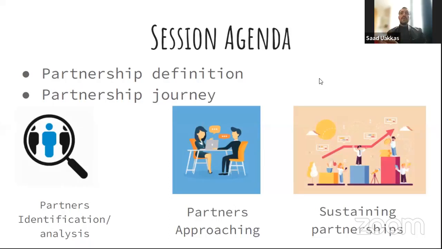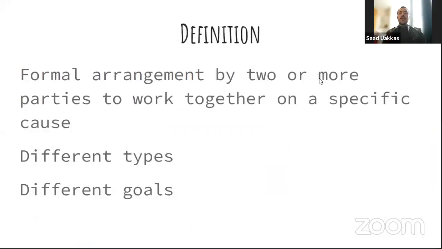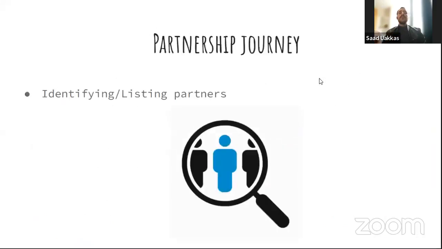So that was the idea of partnerships. The first step is identifying and listing your partners. It's all about identifying two things when you want to identify a partner. First, identify what you are working on. What is your agenda? For example, gender empowerment, climate change, migration, vulnerable populations, or maybe hygiene and sanitation. So you have your agenda, your cause, and then you have your organization.